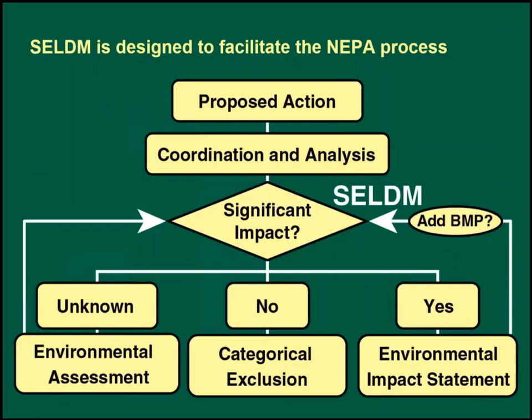Initially, Federal Highway worked with the USGS to develop SELDM to replace the old Federal Highway runoff model, which was for the National Environmental Policy Act process. So that was this sort of proposed action, you're going to do something. There's this coordination and analysis, and then you come down to the $1 million question: is there a significant impact? With SELDM, you can often show fairly quickly that yes or no, there's a substantial risk for an analysis.